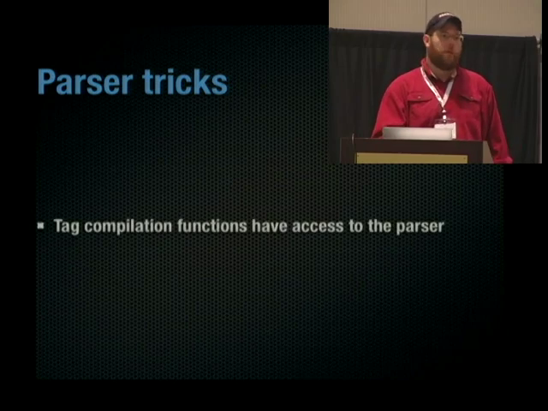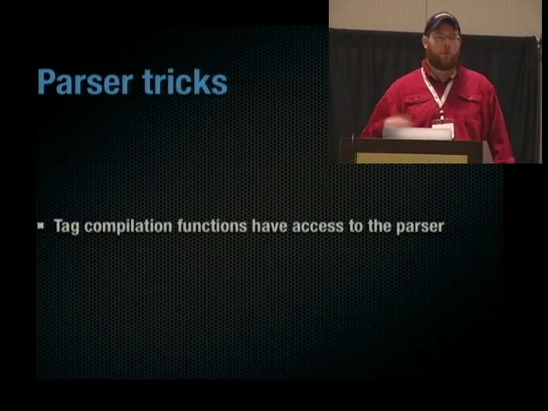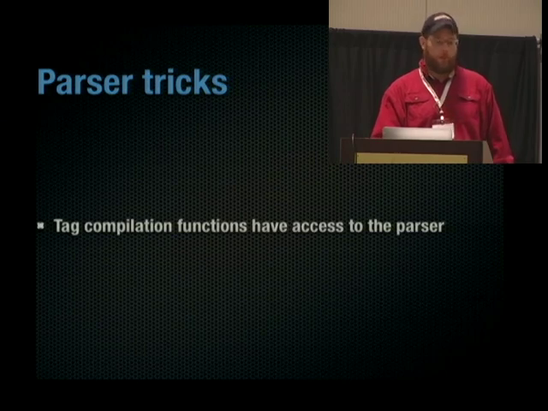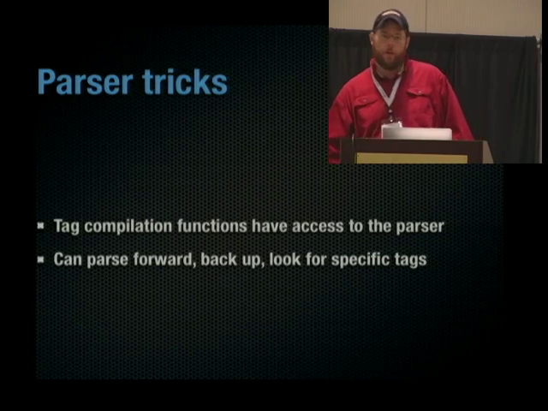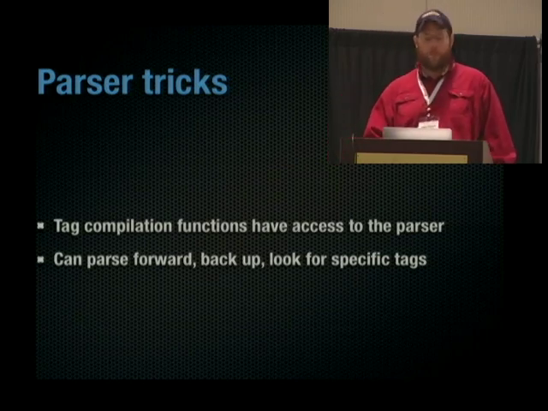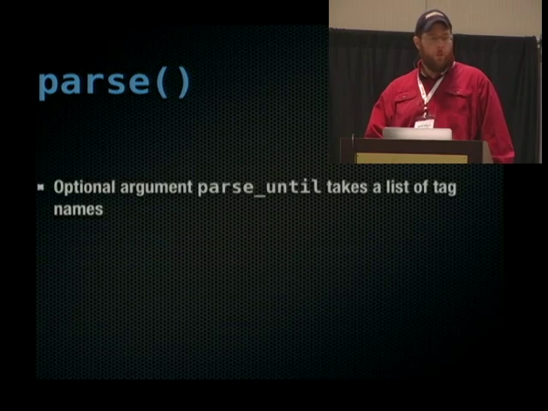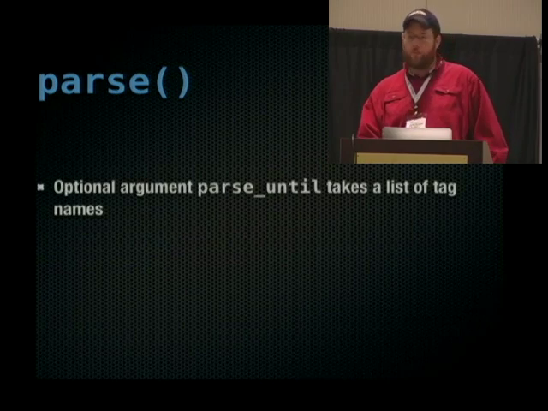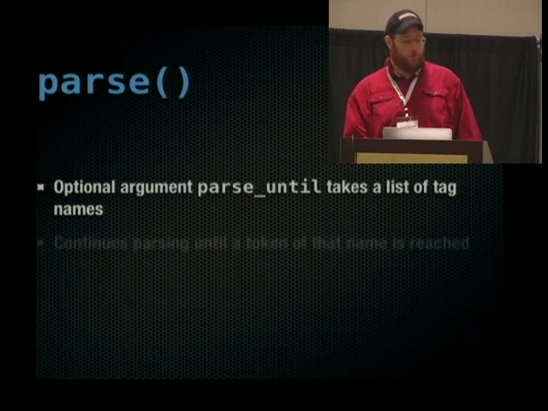The parser is kind of fun to play with. If you've done the documentation part where we go over how to write a tag compilation function, you get access to the template parser and you can play with it in there, which means you can parse forwards and backwards in the template. You can look for specific other tags in the template. You can call the parse method, which does take an optional argument called parse until. It takes a list of tag names and it parses up until it encounters one of them in the template.